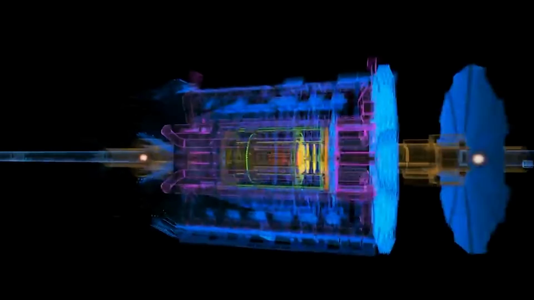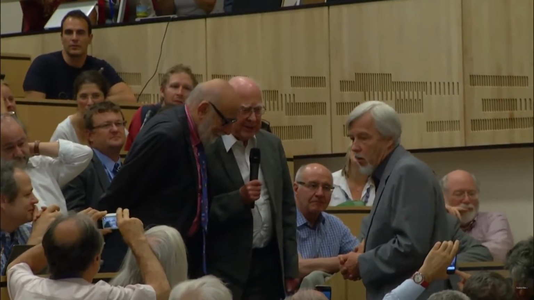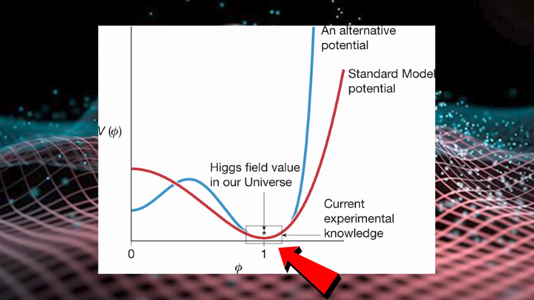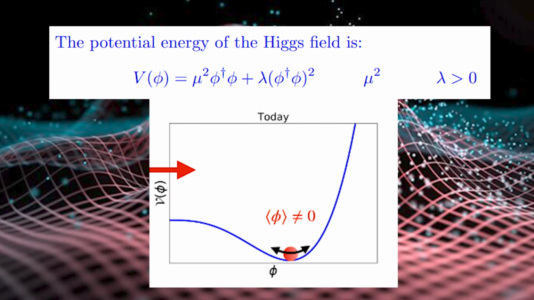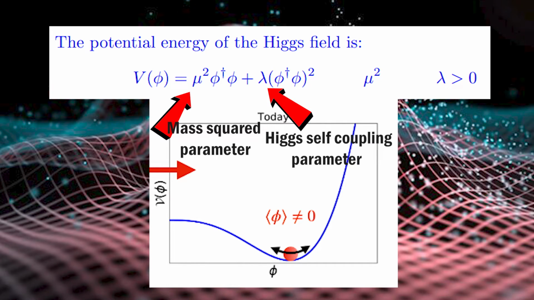However, it turns out that our measurements of the Higgs boson to date can't help us very much. Despite our discovery of the Higgs boson in 2012 and a decade of subsequent study, our knowledge of the Higgs boson tells us very little about the shape of the Higgs potential. As we saw in episode 2, the classical Higgs potential predicted by the Standard Model depends on only two parameters, mu squared, the mass squared parameter, and lambda, the Higgs self-coupling parameter.